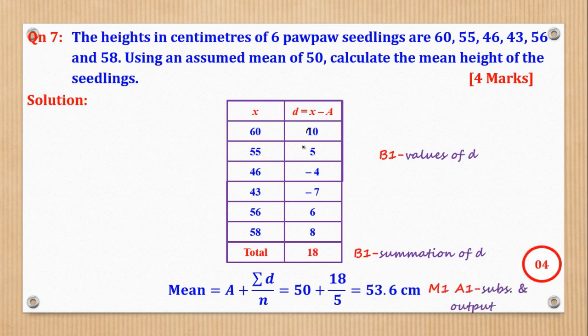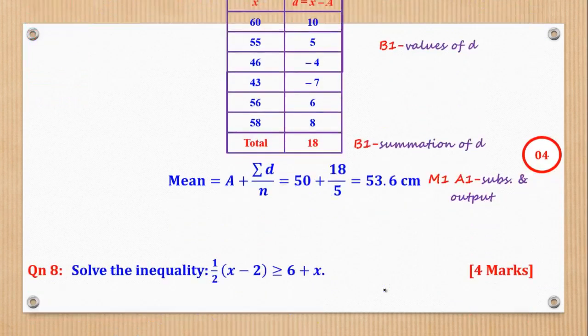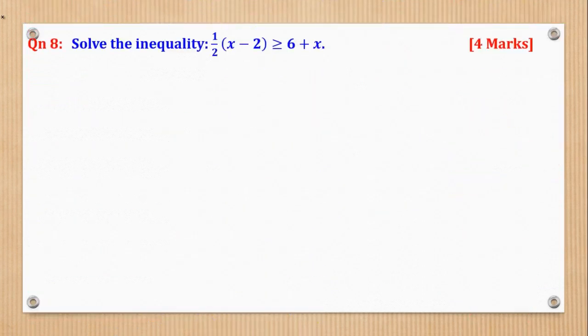So this was for all these values of d, then summation, then substitution, and output. Question 8 says, solve the inequality this. So this is what we are given.